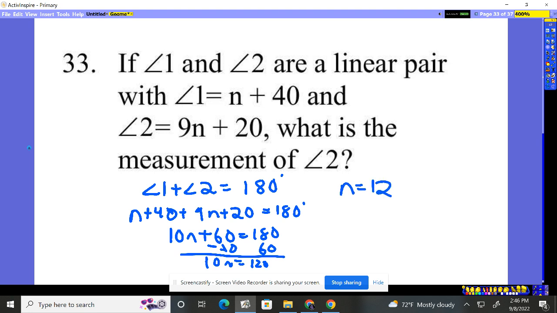It does not ask you for n. The biggest mistake I see students do is they say, oh, 12 is the answer. It says, what is angle 2? Angle 2, it says right here, angle 2 is 9 times whatever n is, which is 12, plus 20 more. 9 times 12 is 108. Okay? 108 plus 20 makes it 128 degrees. That is the answer to problem 33.